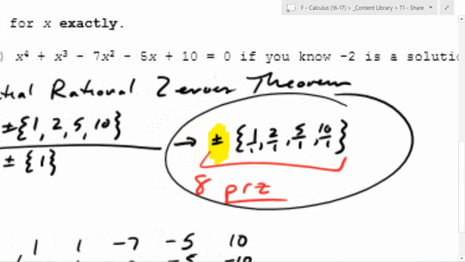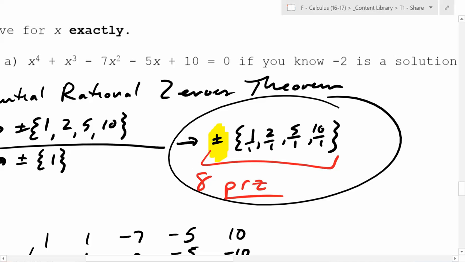The key to this, though, was this right here. You see this list? That list is awesome because how many numbers are in it? 8. There's only 8. Could the list be longer? Yeah. Which ones do you test first? Small and easy ones. Small and easy.